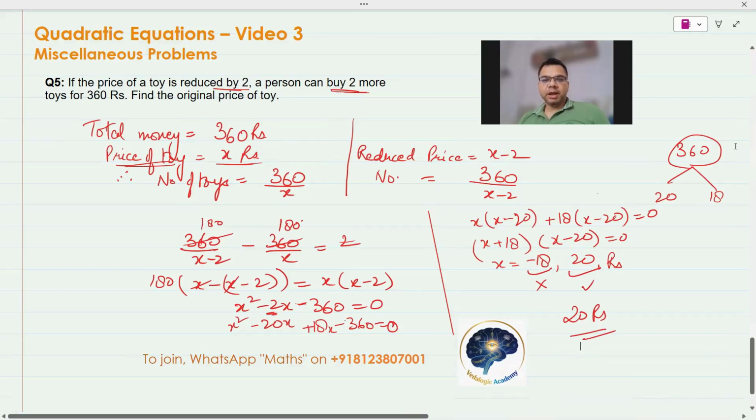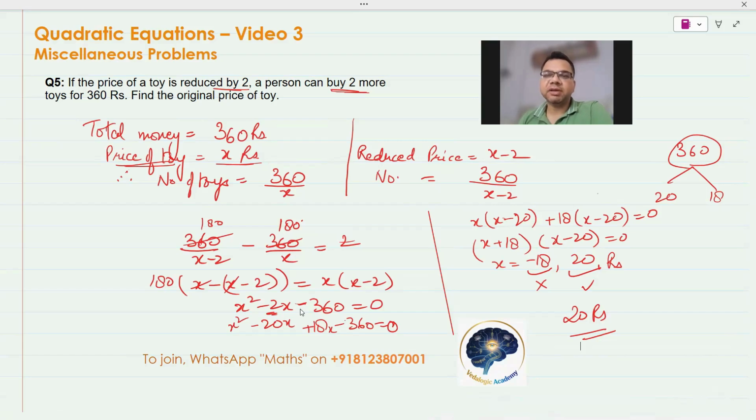Okay. I hope this is clear. So here you have to remember a few things. One of the mistakes that I made was that instead of minus 360, I put plus 360. This is a common mistake that children make in solving equations. When you are taking a term from one side to another side, the sign gets changed, right? So that you have to take care of always. Okay. So I hope this is also clear.